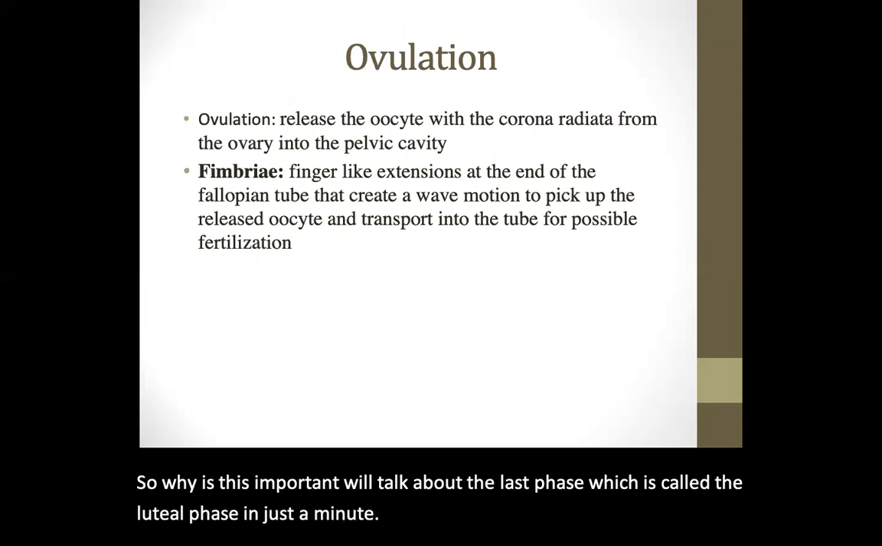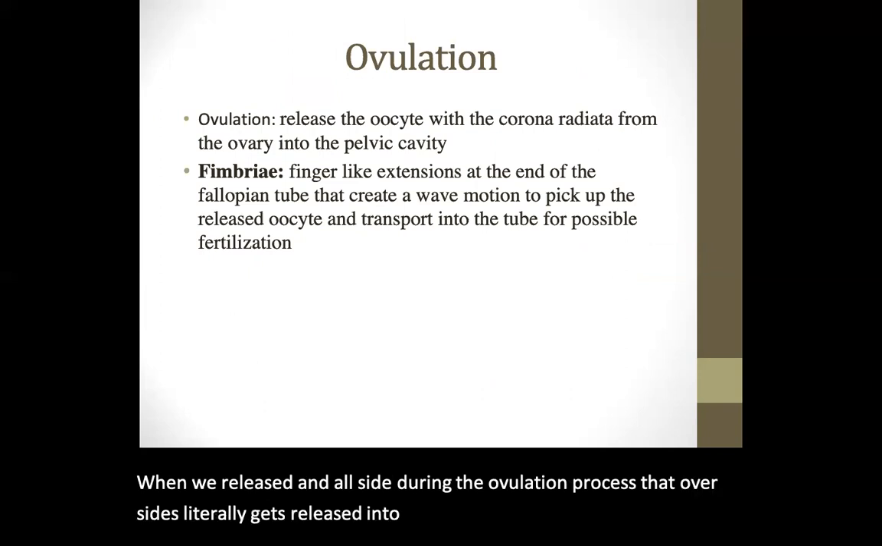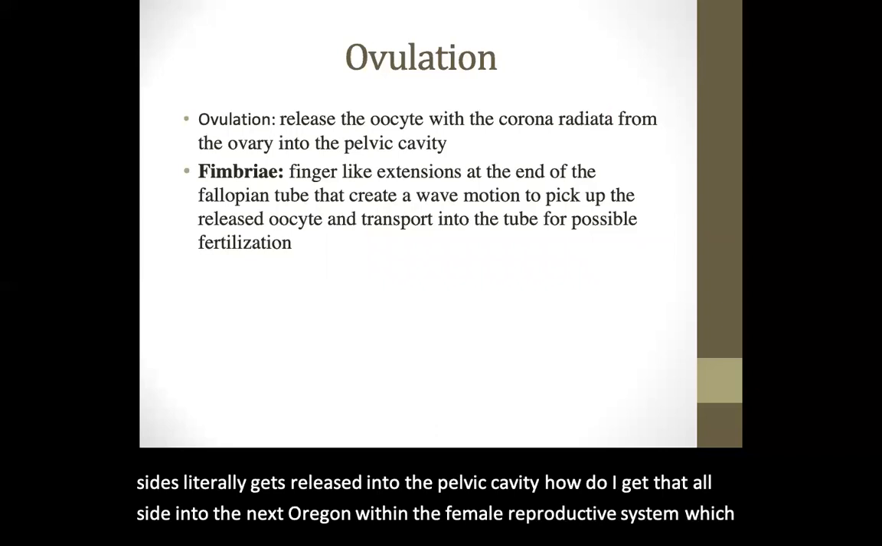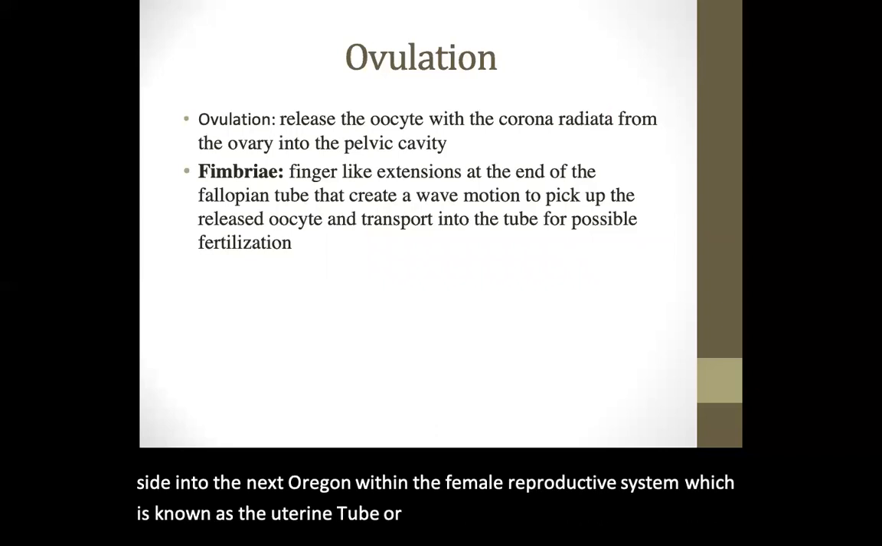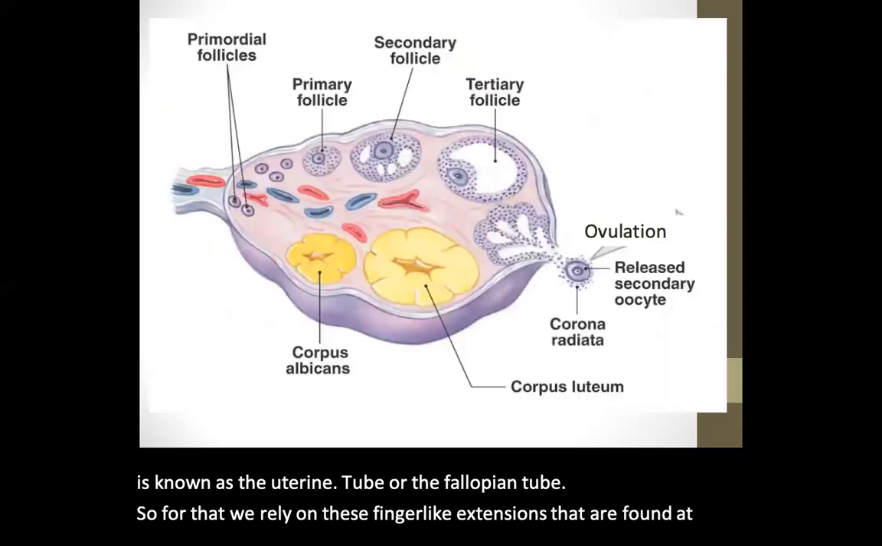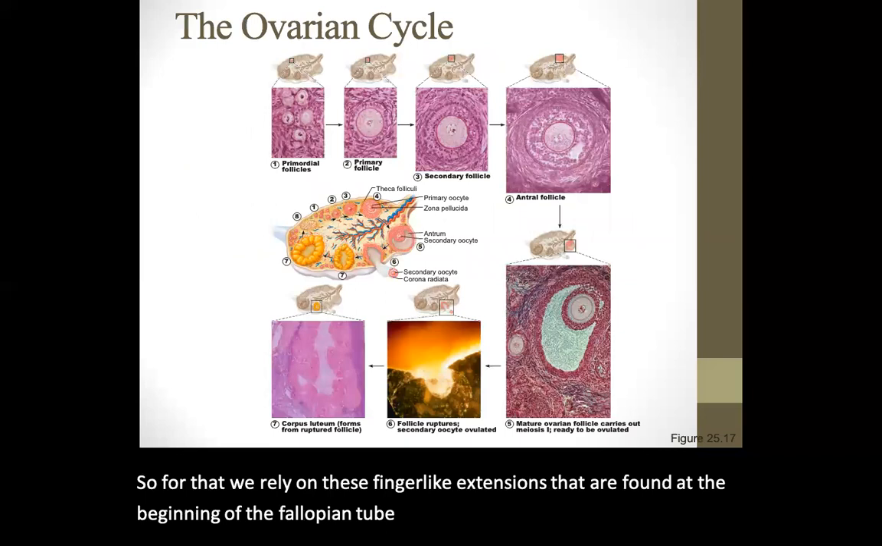Now, when we release an oocyte during the ovulation process, that oocyte literally gets released into the pelvic cavity. So how do I get that oocyte into the next organ within the female reproductive system, which is known as the uterine tube or the fallopian tube? For that, we rely on these finger-like extensions that are found at the beginning of the fallopian tube, called fimbriae.